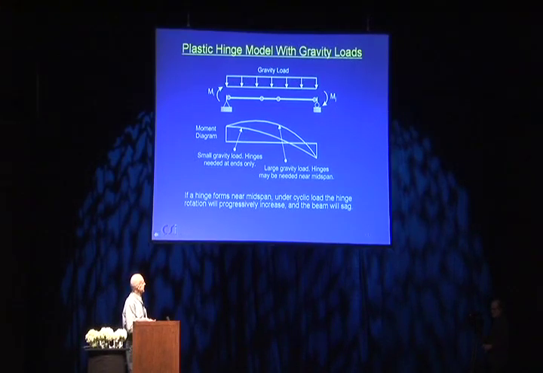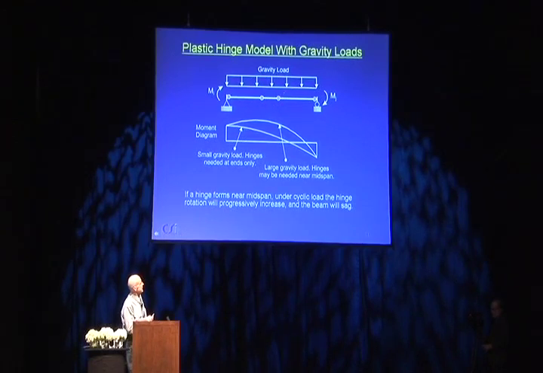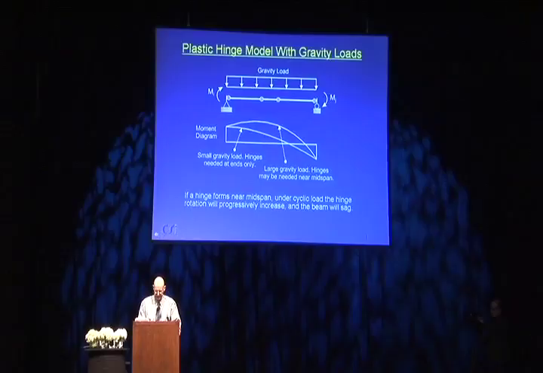One of the problems indicated here: if you have hinge formation in the middle, and you push the structure in one direction, the hinges will form in the middle. If you push the structure back in the other direction, they'll form in the same direction, so the beam will sag some more. This way, it'll sag some more. This way, it'll sag some more. It'll progressively sag under cyclic loading, and you probably don't want that to happen. So it's a good idea to avoid having hinges form in the middle anyway.